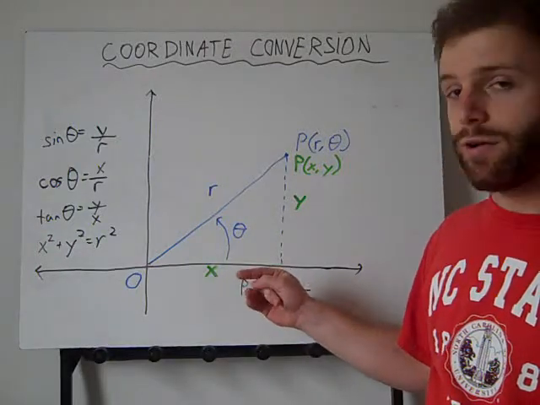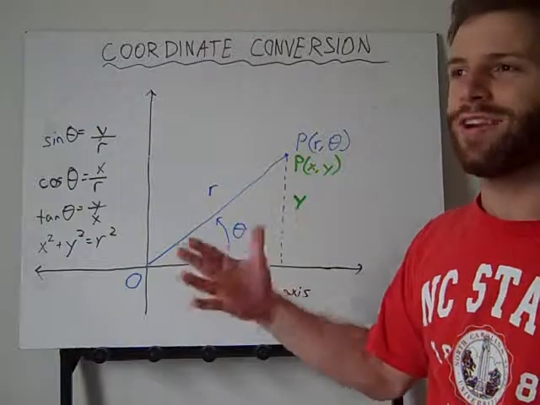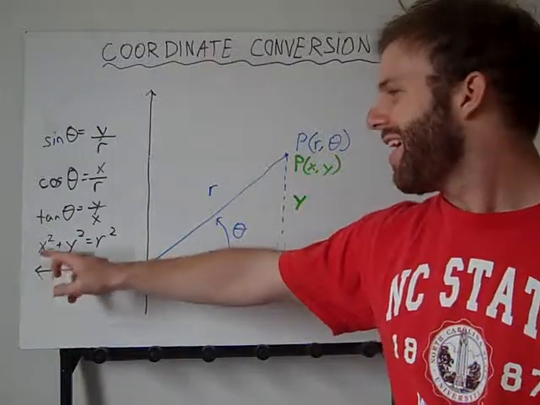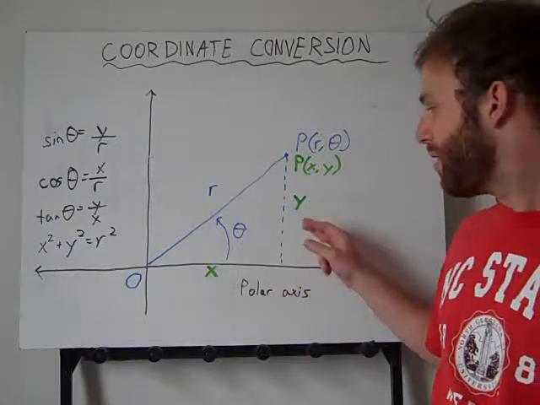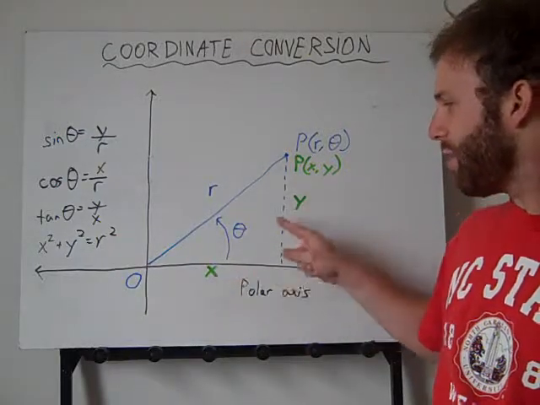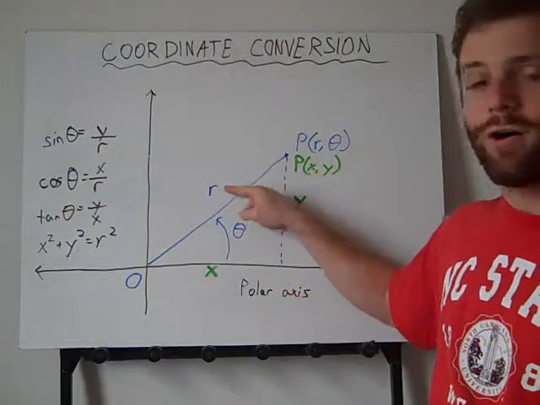And if you remember the Pythagorean theorem, we have x squared plus y squared is r squared. That's like a squared plus b squared equals c squared, so we just have x squared plus y squared is equal to r squared.